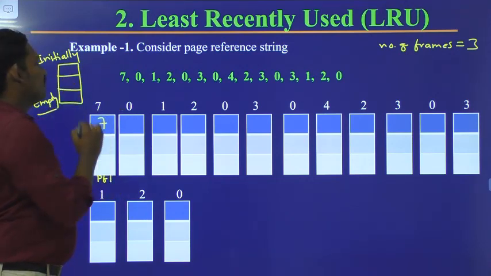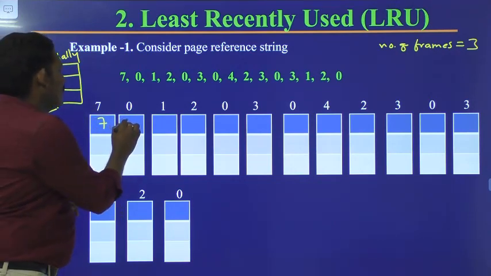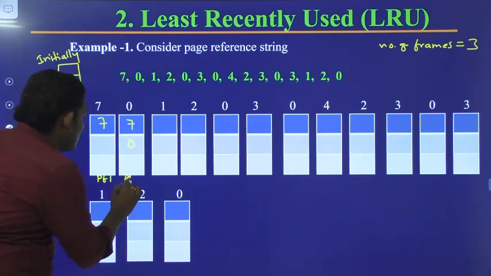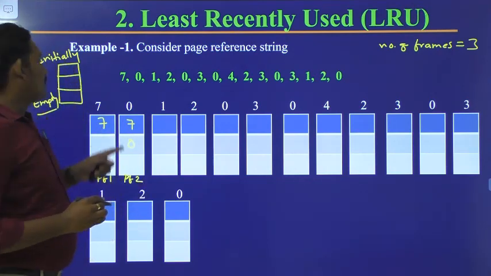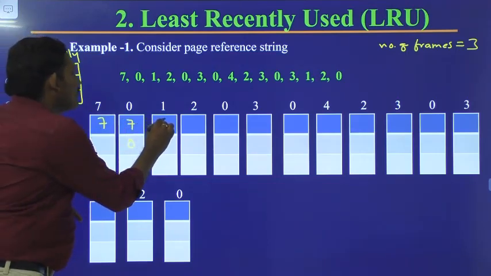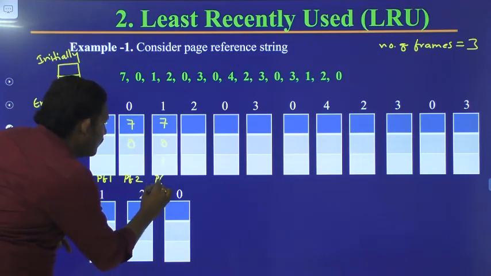Next it is searching for 0. But 0 is not there, only 7 is there. So we are inserting 0 also. 7, 0. So page fault 2. Next it is searching for 1. But 1 is not there, only 7 and 0 are there. So we are inserting 7, 0, 1. So page fault 3.